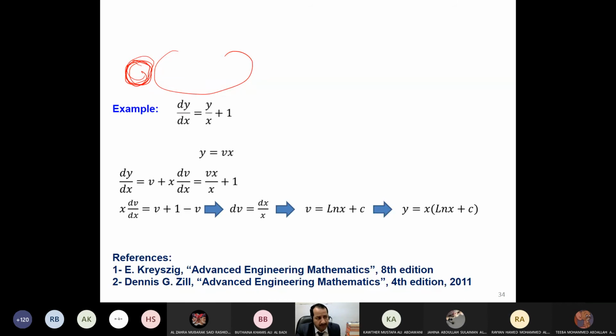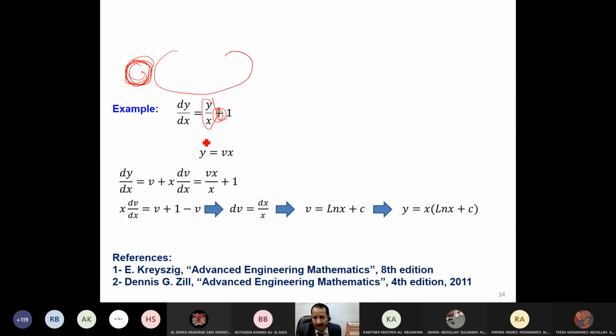Last example. See this, dy over dx equals y over x plus 1. Now when I want to separate, I have difficulty. Why? Because there is a plus between this expression. It could be any number, it could be anything. Now when plus or minus comes between x and y together with something else, a variable or a number, we cannot do the separable method directly. We need to have an assumption.